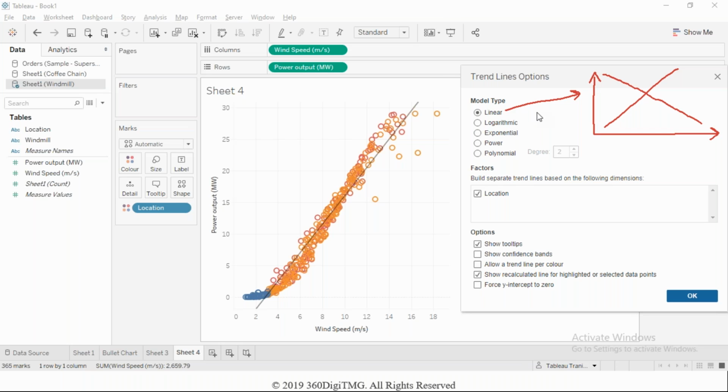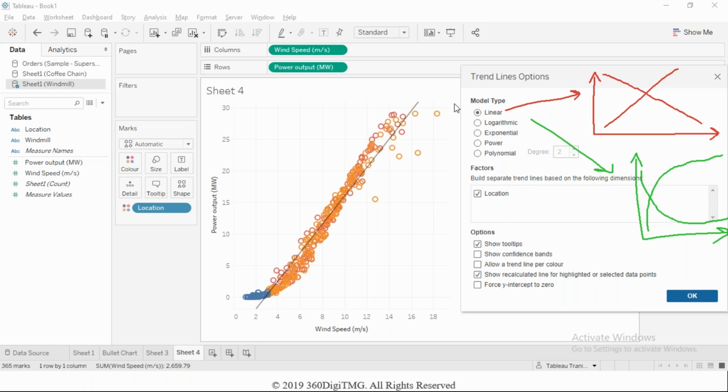If your data is kind of linear in shape, then you go with a linear trend model. Then logarithmic. When you create the chart, if your data is taking a shape where initially the rate of increase is high and after a certain point it flattens, or initially the rate of decrease is high and after a certain point it flattens, then we go with a logarithmic trend model.